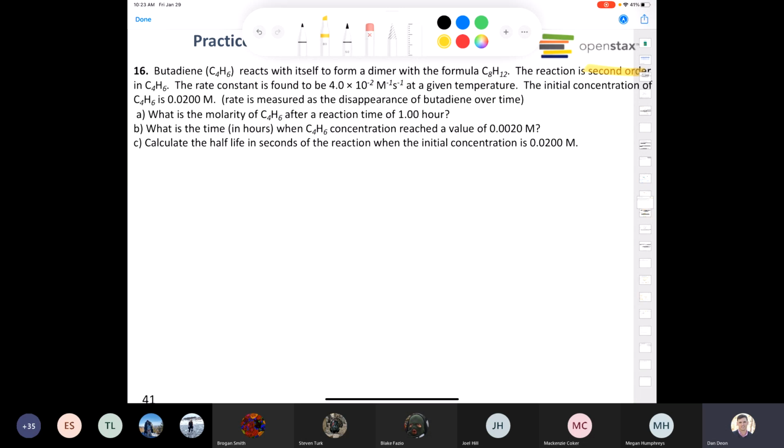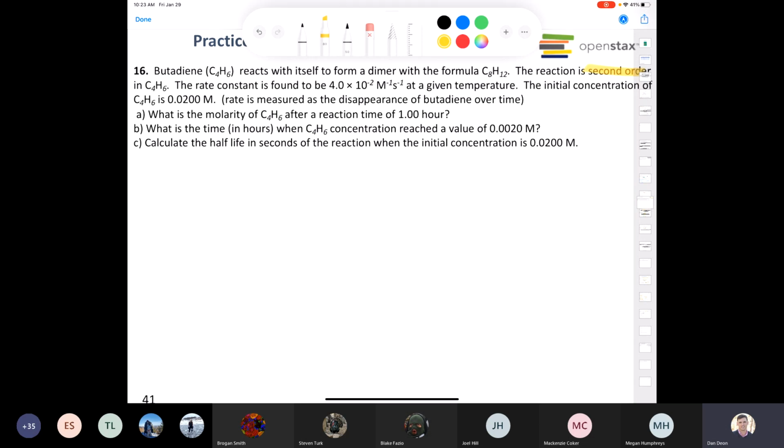The rate constant is found to be 4.0 times 10 to the minus 2 molar to the minus 1 seconds to the minus 1 at a given temperature. The initial concentration is this. What's the molarity of C4H6 after a reaction time of 1.00 hours?